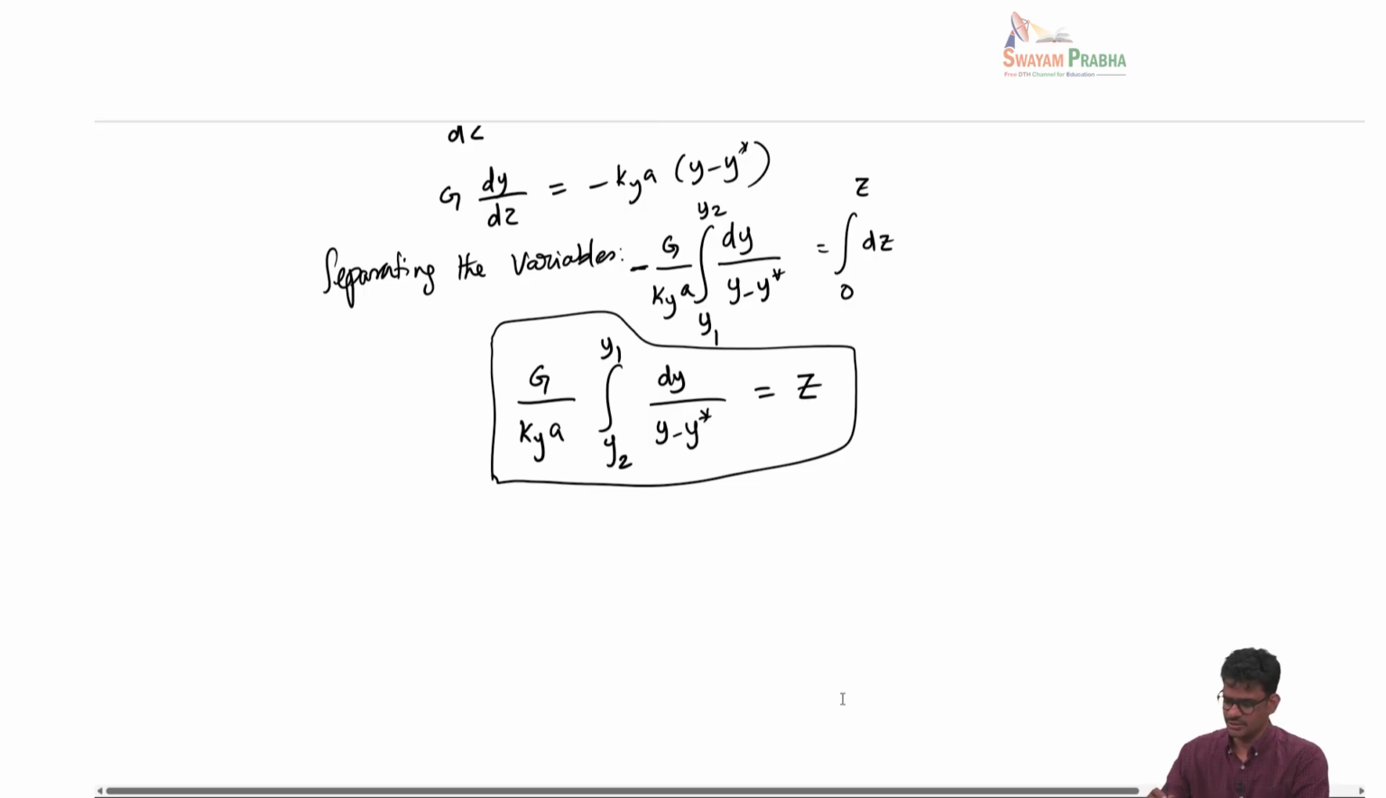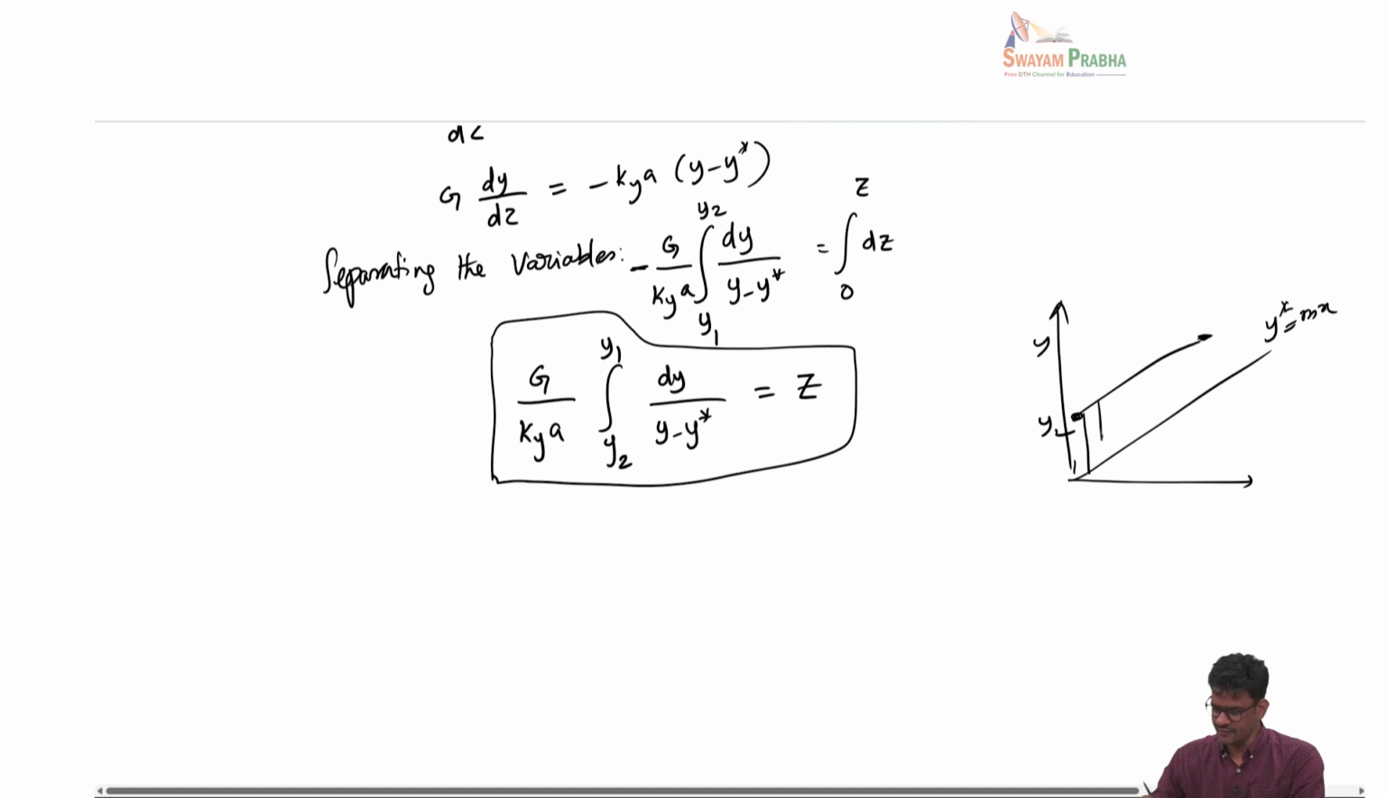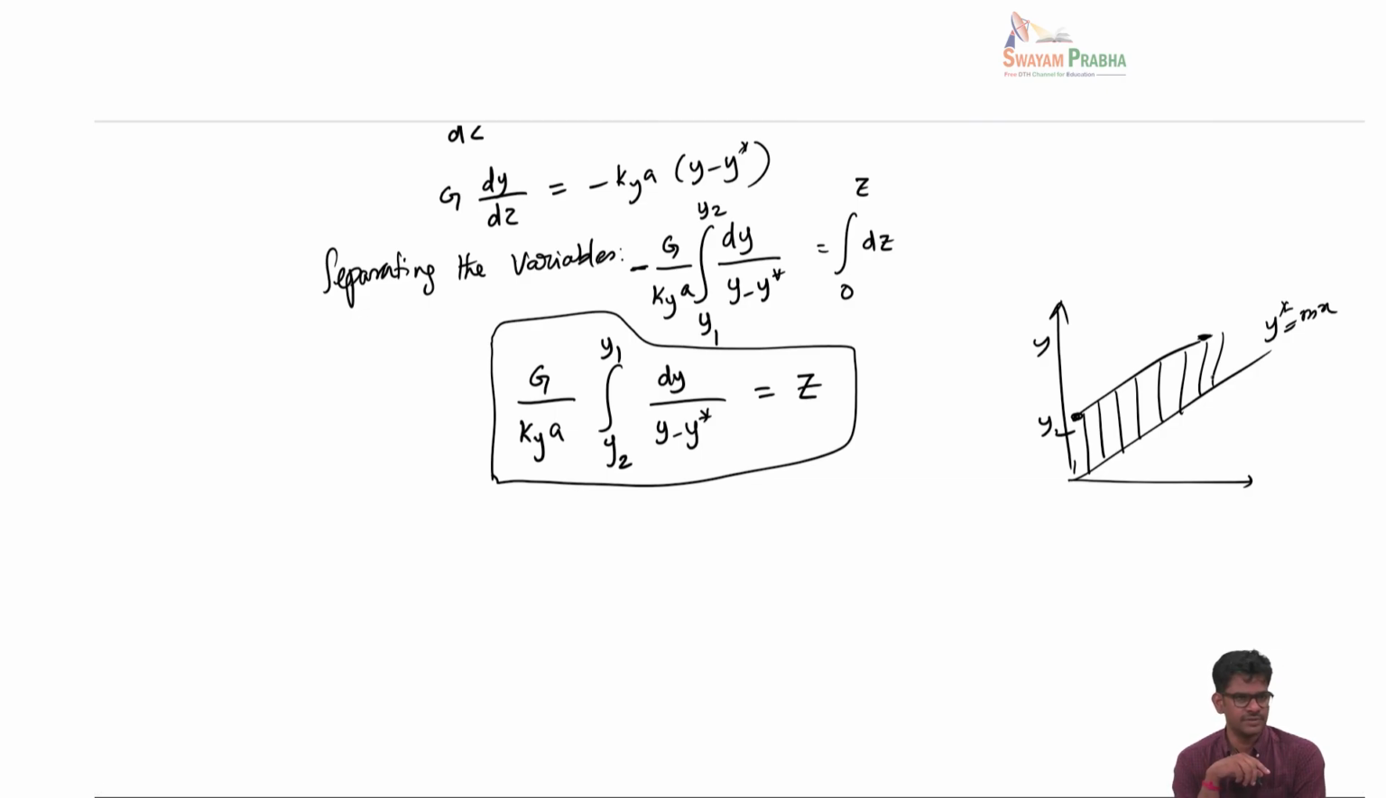If you recall, we have the equilibrium line, and then the operating line is somewhere here. Let's say this is y2, this is y1. Now as you go from y1 to y2, you look at the driving force. These are the driving force lines, and this integral is basically the integral of 1 by the driving force.